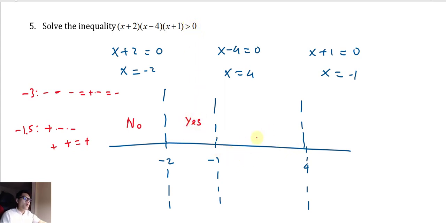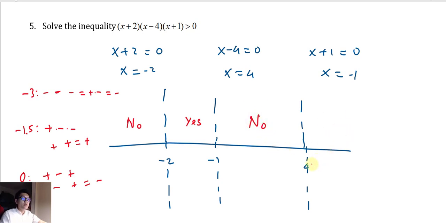Now between minus 1 and 4, just for ease, pick a 0. 0 plus 2, that is plus. 0 minus 4, that is minus. 0 plus 1, that is a plus. We have plus times minus becomes minus. Minus with the plus becomes minus. So this is negative, which is not bigger than 0. So the answer is no.